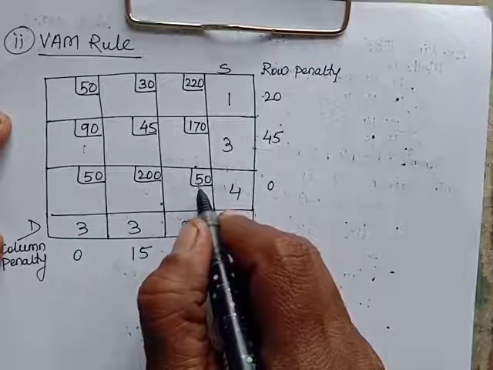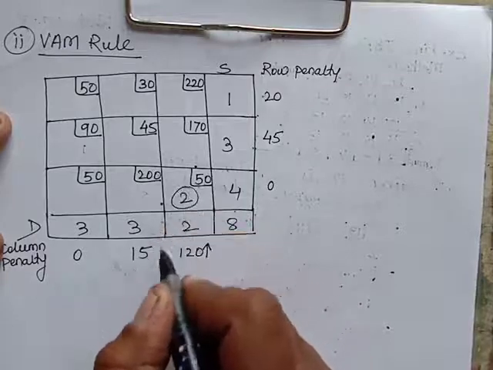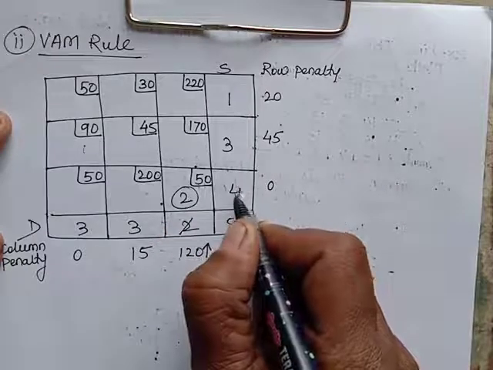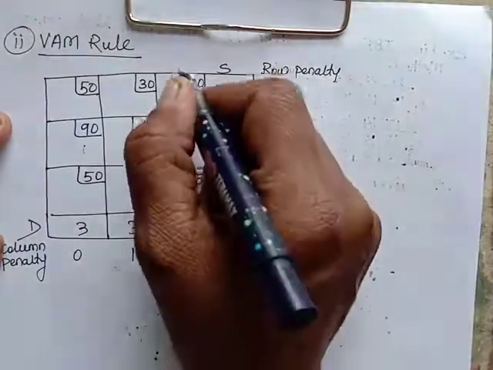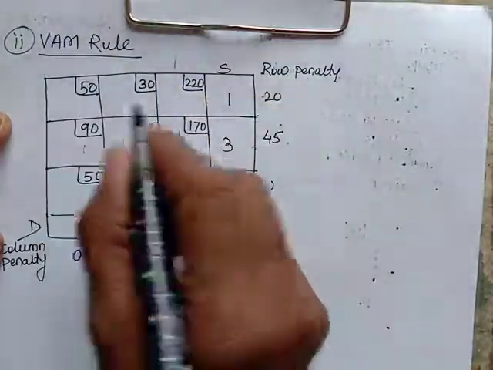So 50 is the least cost here. So minimum of 2 and 4 is 2. So our allocation is 2 here. This gets satisfied. Here 2 are left. So this column constraint gets satisfied. So due to that the row penalties will change.